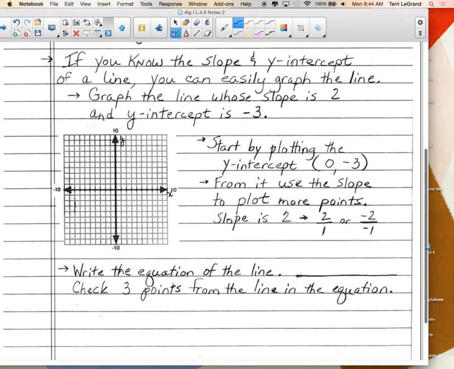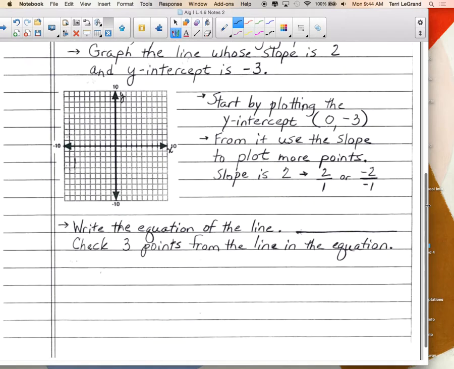So let's graph the line whose slope is 2 and whose y-intercept is -3. So it says start by plotting the y-intercept at 0, -3. So let's go put our y-intercept on the graph. 0, -3. Says the y-intercept is -3, or in other words, the b value is -3. And let's use that point to help us create more points.